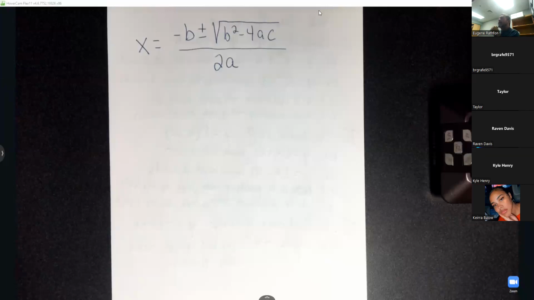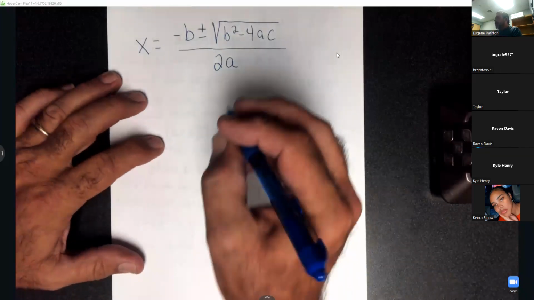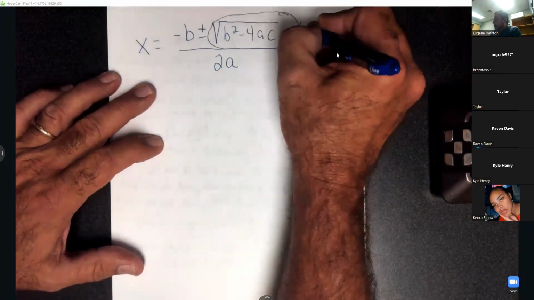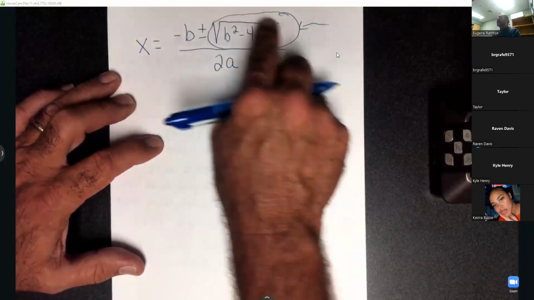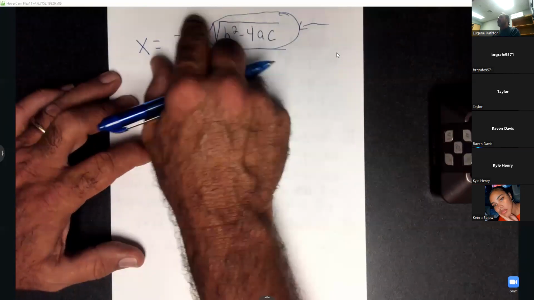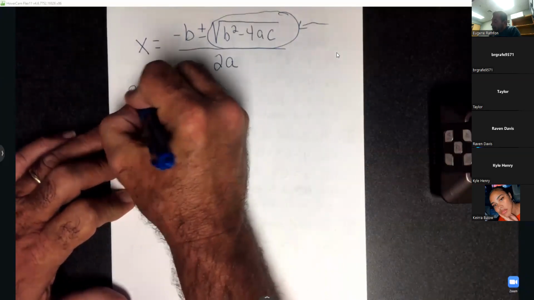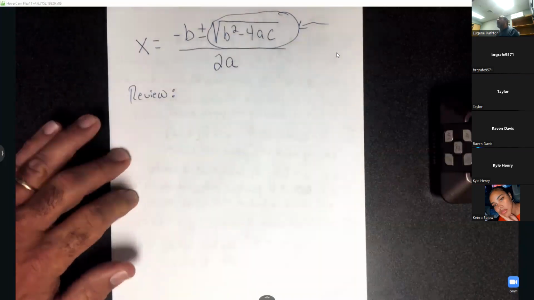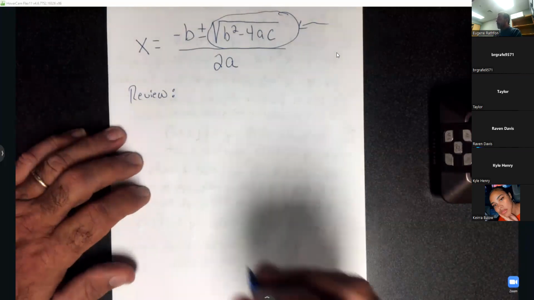Now, y'all notice this quadratic formula. I will say this. The trickiest part of this quadratic formula is that radical section right in here. If you cannot simplify a radical, you're not going to be able to simplify using this formula. So I'm going to review y'all on simplifying these radicals for a second.